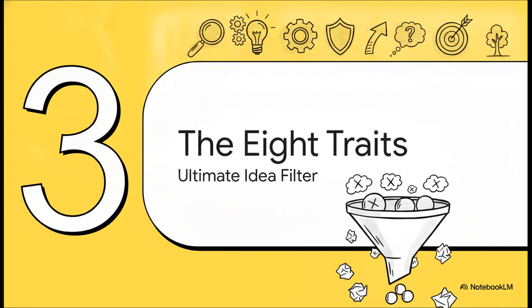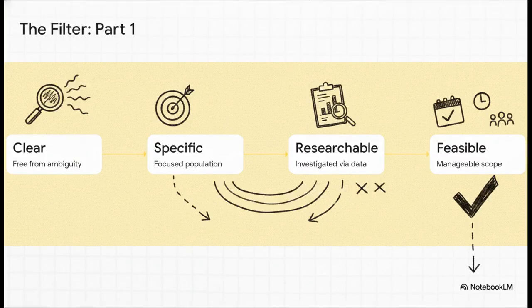Section 3. The 8 traits. The ultimate idea filter. So we use 8 specific characteristics as a filter to strain out the bad ideas. Think of this like a mandatory checklist before you commit your time and energy. The first 4 traits ensure your problem is structurally sound. First, it's got to be clear, totally free from ambiguity. Second, specific, targeting a focused population or issue. Third, researchable, meaning it's actually driven by data you can collect. And fourth, feasible. Look, if you don't have the time, the budget, or the access to pull it off, it's a no-go. It instantly fails the filter.